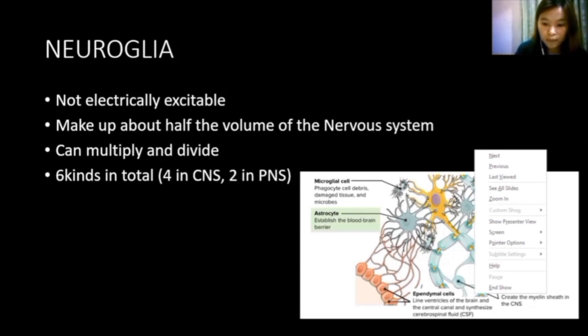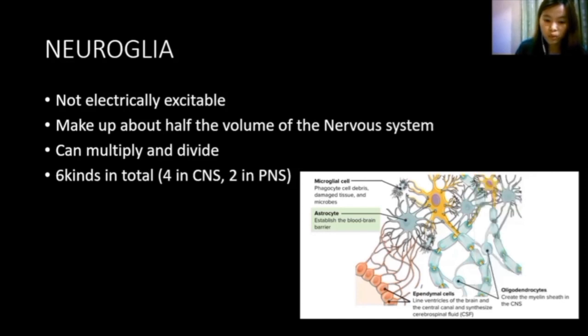First, we have the astrocytes. They are called astrocytes because they are star-shaped. They are important because they establish the blood-brain barrier. Next is the ependymal cells. These cells line the ventricles of the brain and the central canal. They are important because they synthesize cerebrospinal fluid, and also they maintain the cerebrospinal barrier.